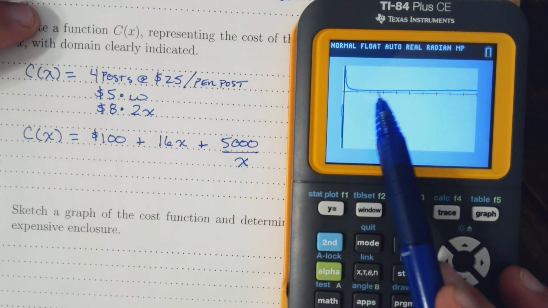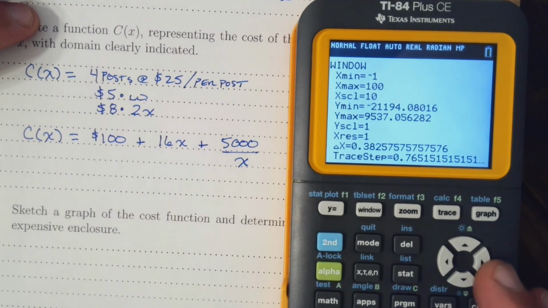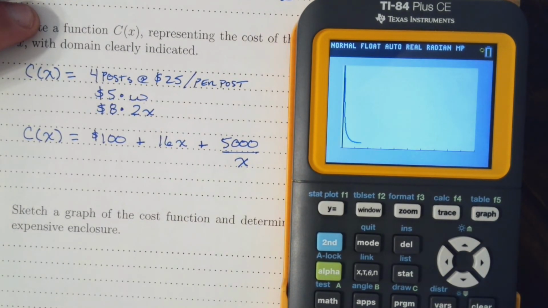I can look to see that I do have a little bit of a minimum, so I'm going to adjust my window, and I know that my x minimum of -1 should be fine. My x maximum of 100 looks to be okay. But this y minimum, I'm not going to have a negative cost, so I might change that y minimum to be -1. And then that y maximum, well, we'll go ahead and see what it looks like with just these adjustments.